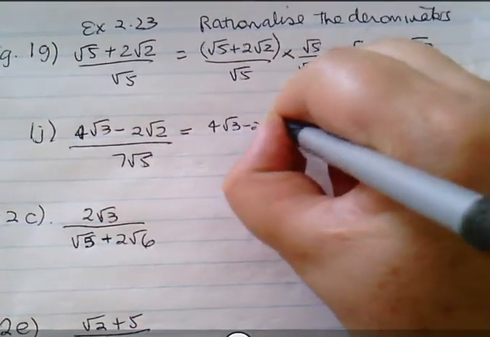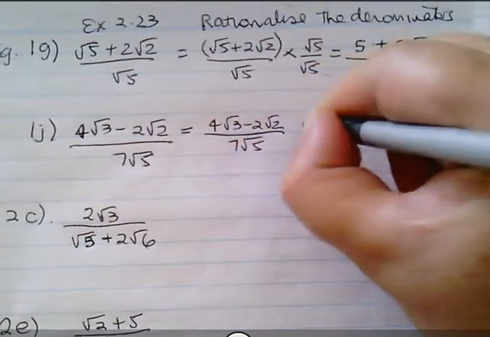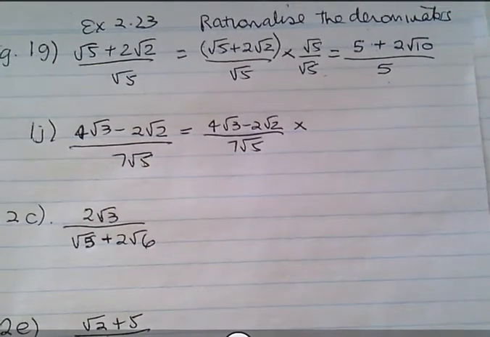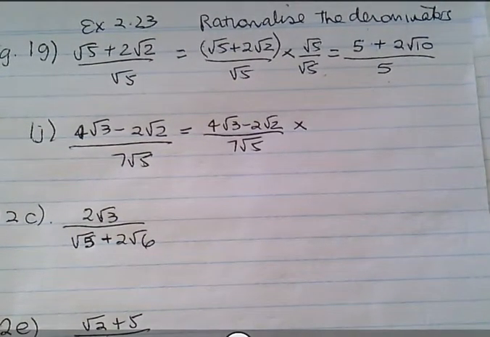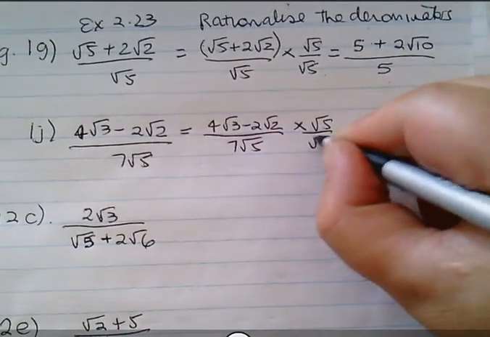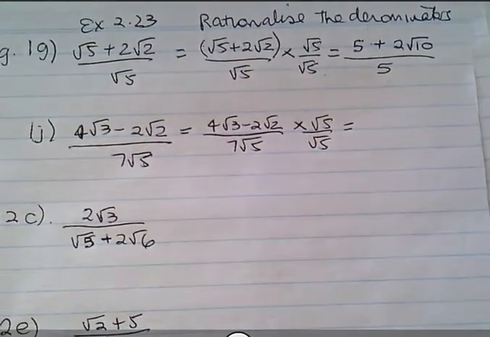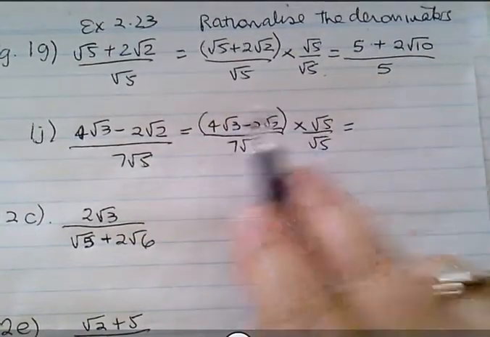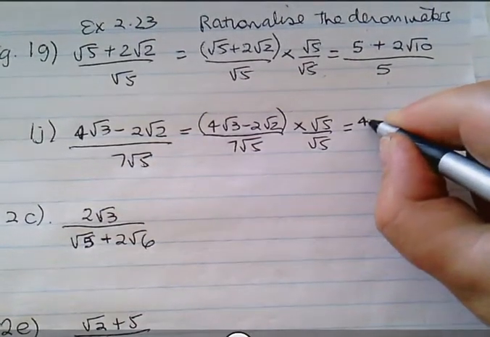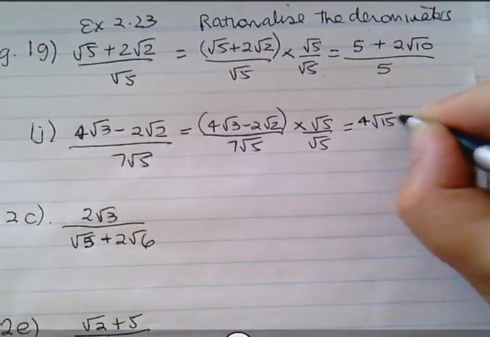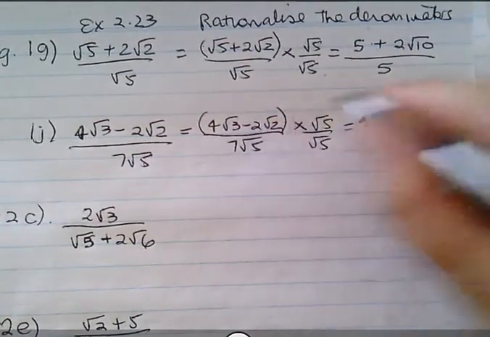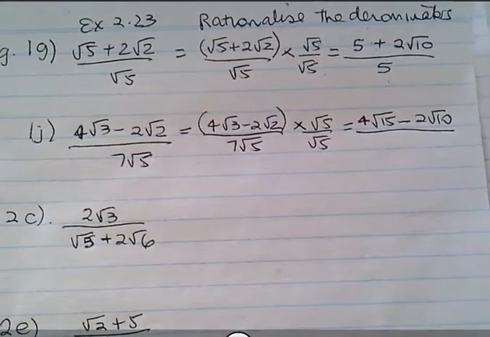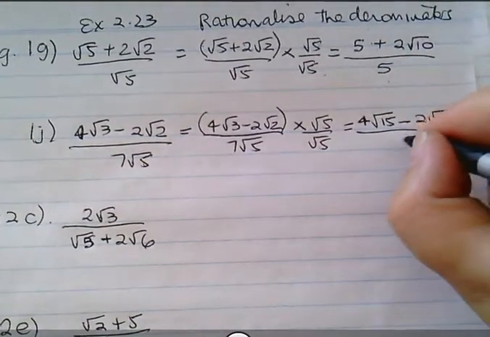4 root 3 minus 2 root 2 over 7 root 5. What do I multiply by? You don't need to multiply by 7 root 5 over 7 root 5 because the 7's just cancel. So it is by root 5 over root 5, not 7 root 5 over 7 root 5, okay? So again, more than one thing on the numerator here. Root 5 times 4 root 3 is 4 what? Root 15 minus, I think it's 2 root 10 again, over what? Over 7 times 5, which is 35.